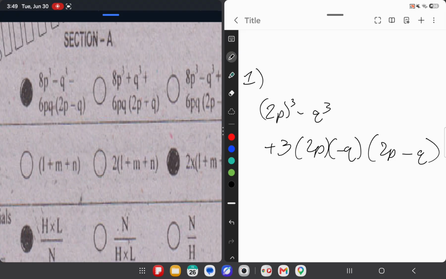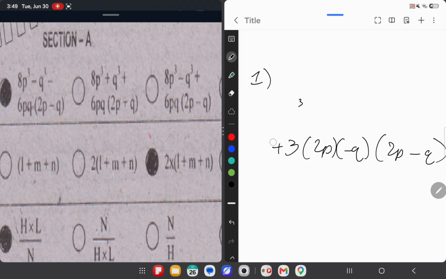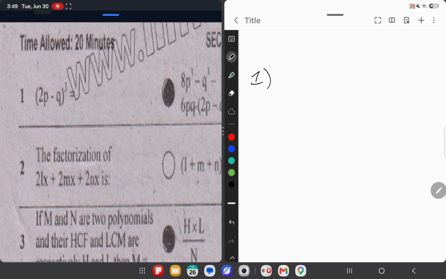Let's look at the middle one. So we want to know, this is a minus sign over here. So we see that the first one is the correct option. Oh, it solved for me. Oh, I didn't even look at that. This is a bummer. Factorization of, so this is 8p cubed minus q cubed minus 6p cubed minus 2p minus q.